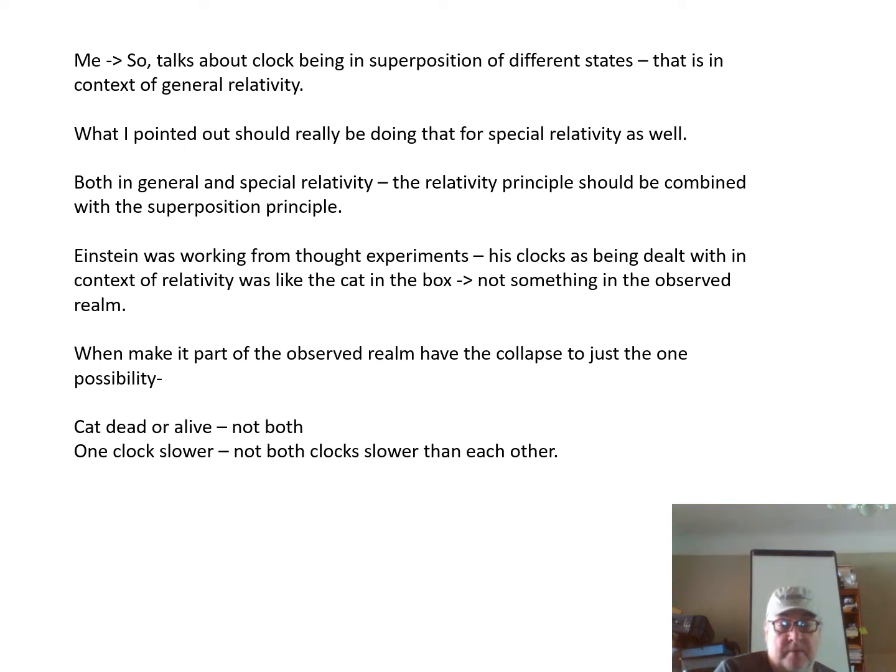What makes it part of the observed realm is to have the collapse to just the one possibility. A cat dead or alive, not both. One clock slower, not both clocks slower. And that is what you'd get when it's observed.